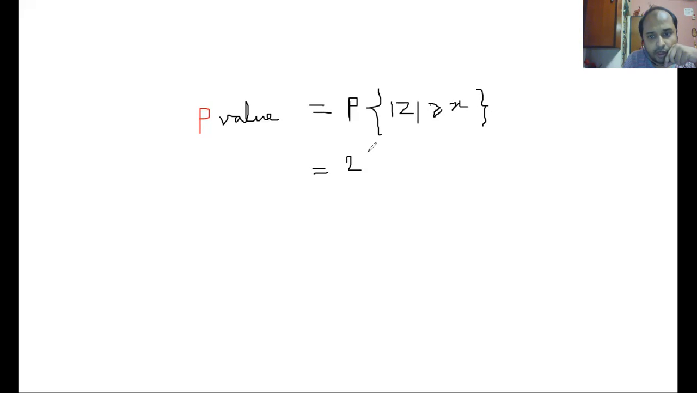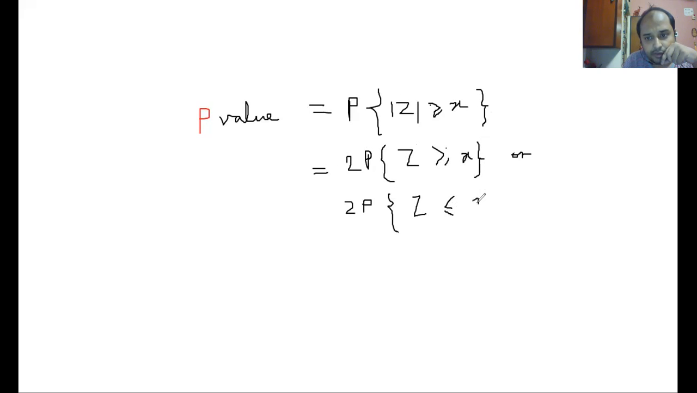Just think about the normal curve. You can write it as twice the probability of z greater than or equal to x, or twice the probability of z less than or equal to small x. These are the formulas for p-value.